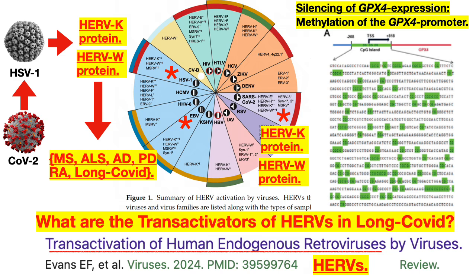I'd like to again emphasize that a set of viruses that can provide the primary infections can reactivate these dormant fossil viruses known as human endogenous retroviruses. And when these ancient viruses are reactivated from the human genome, they express proteins, which are frequently toxic and immunogenic. So the key is, what are the transactivators of HERVs in the context of diseases such as long COVID? That will require an analysis of the promoter regions of these ancient viruses.